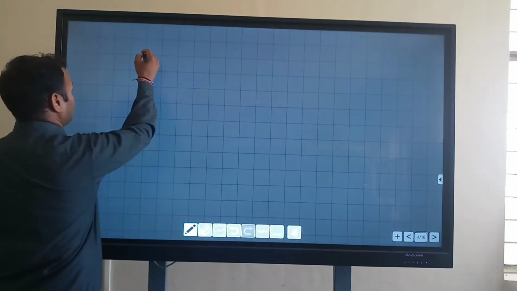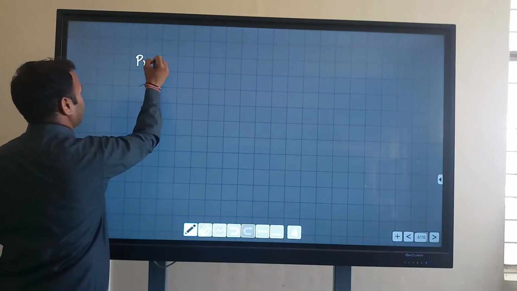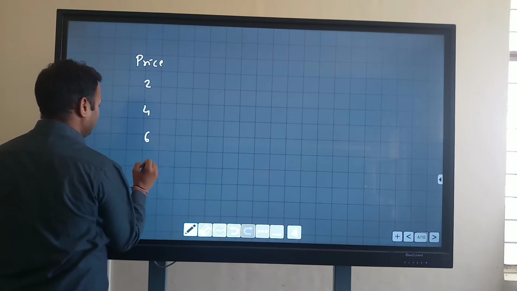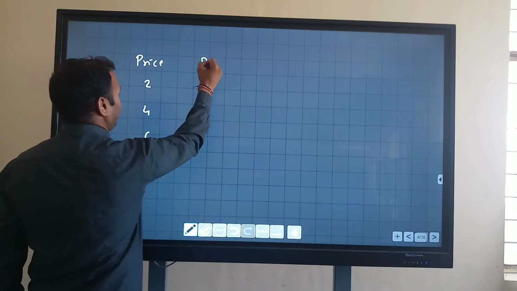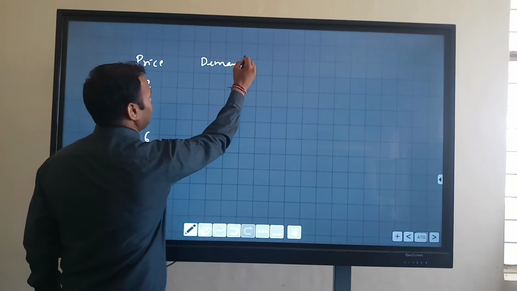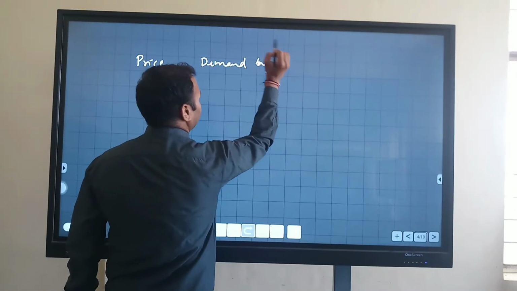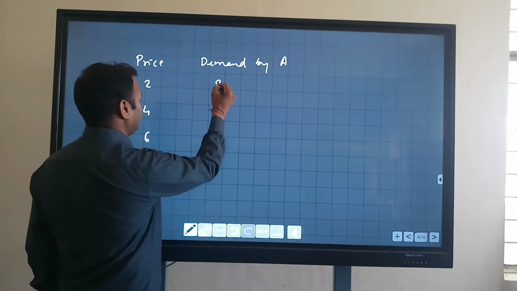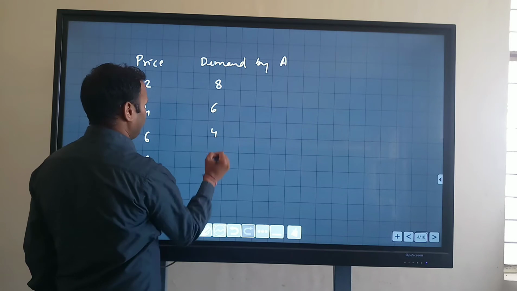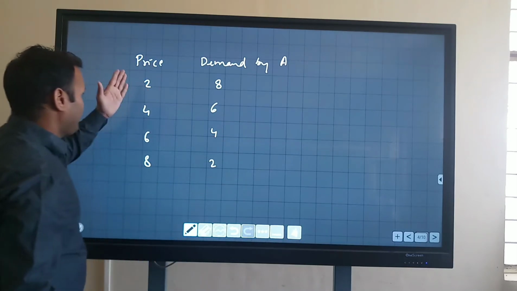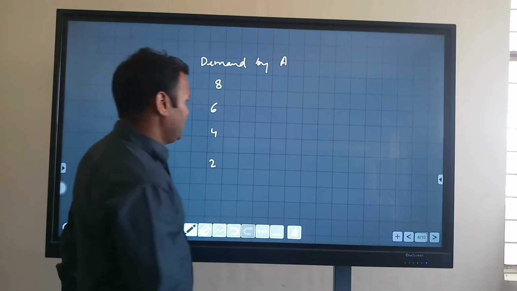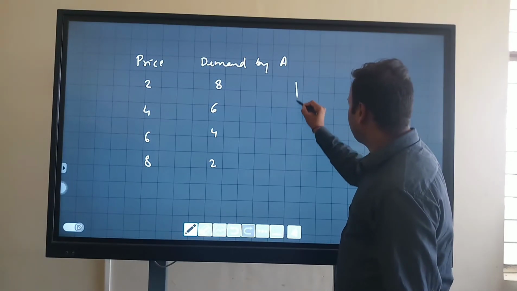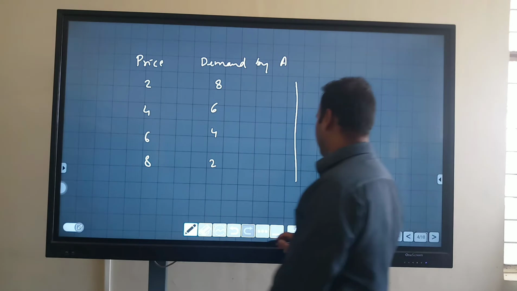So we will just plot the graph. Take the price as 2, 4, 6 and 8, and the demand by consumer A. You can write any numbers, say 8, 6, 4 and 2. So as the price increases, demand decreases. Now we have to draw the individual demand curve.